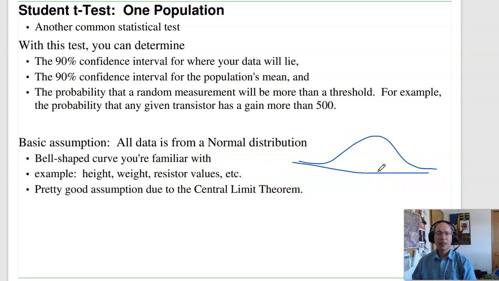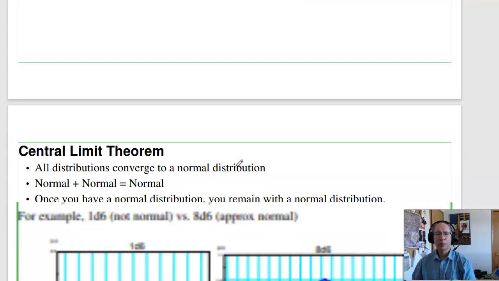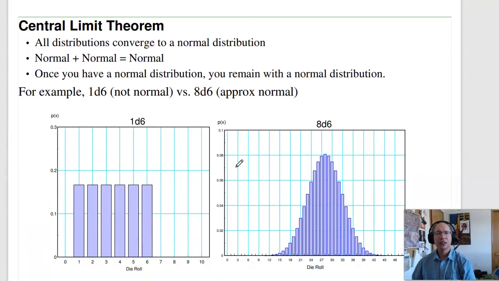Example: weights, height, resistor values, and so on follow a normal distribution. It's a pretty good assumption due to the central limit theorem. The central limit theorem states that all distributions converge to a normal distribution. We've seen that a couple times in this course. And once you have a normal, normal plus normal is normal. And you can see that.